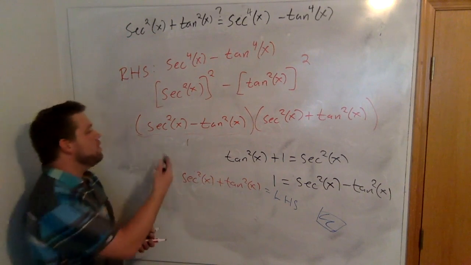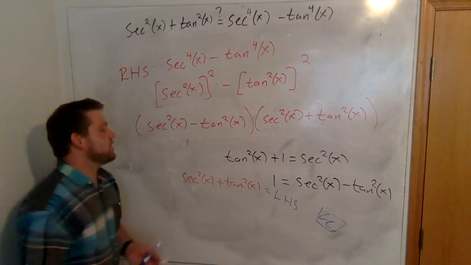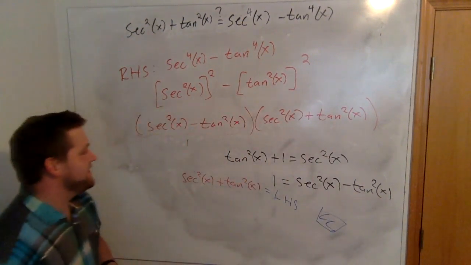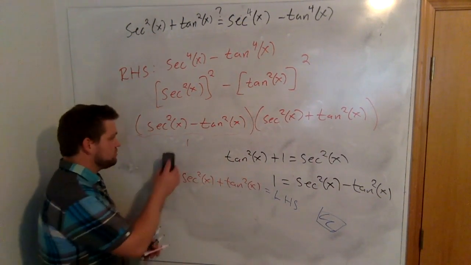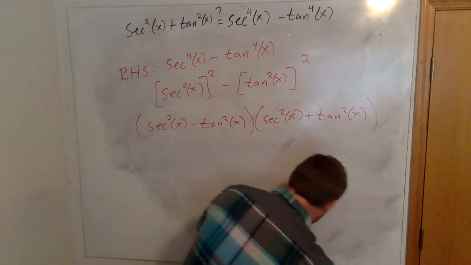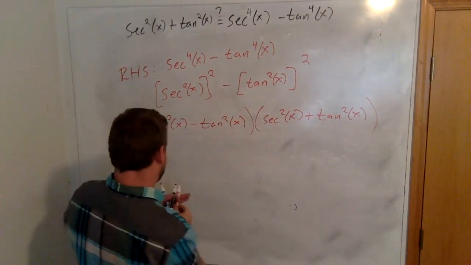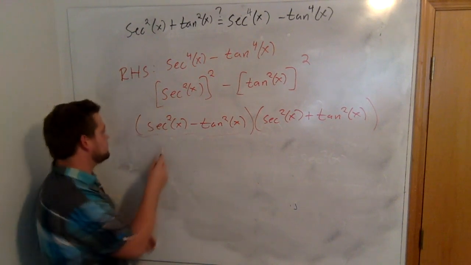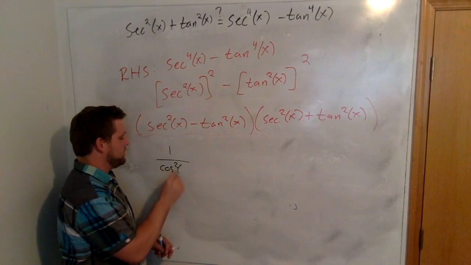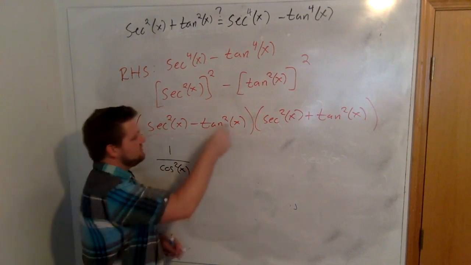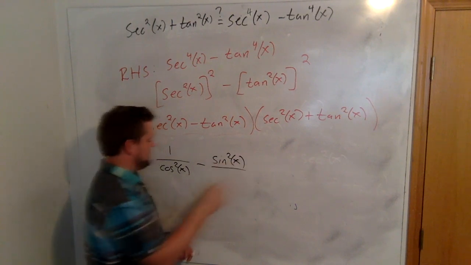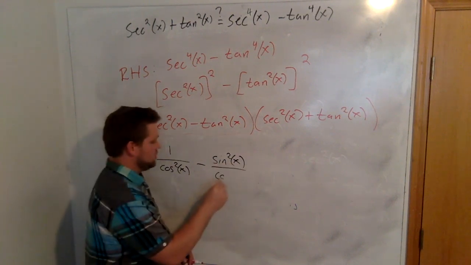But maybe you didn't notice this Pythagorean identity here. I mean, you probably would have had to use a Pythagorean identity at some point, but just for fun, let's take a deeper look at secant squared minus tan squared. Well, secant squared is the same as 1 over cosine squared of x minus, well, this is what? Sine squared of x over cosine squared of x.